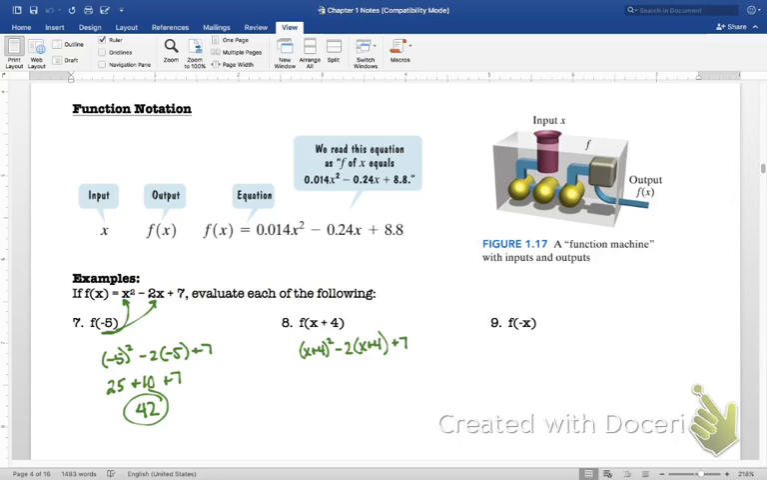I would have x squared plus 8x plus 16 minus 2x minus 8 plus 7. And then we would just combine like terms and have x squared plus 6x plus 15.